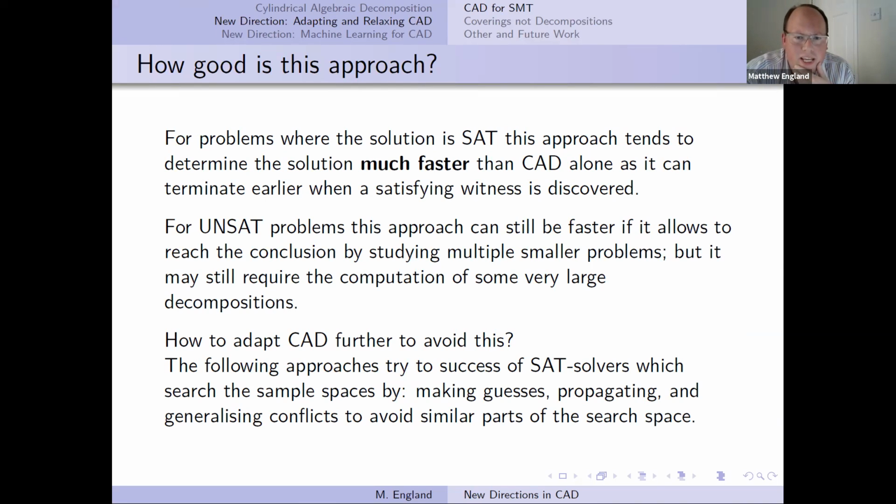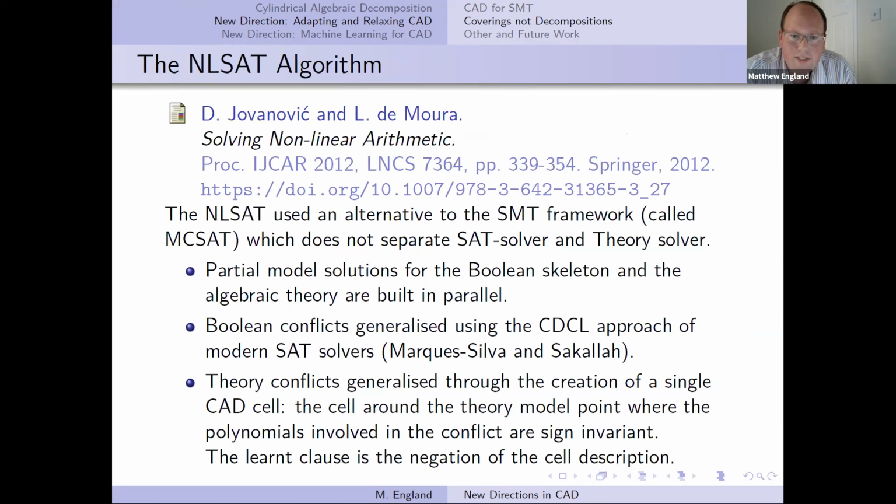But to be clear, these algorithms I'm going to talk about now aren't actually CAD. They're kind of inspired by CAD and involve a lot of the technology of CAD, but they're actually producing something a bit different. So let's talk about the first one. This is a work from 2012 by Jovanovic and de Moura, which presented an algorithm that they called NLSAT. And this was actually an alternative to the SMT framework. They call their alternative framework MCSAT. And this doesn't really separate out the SAT solver from the theory solver. So what does it do?